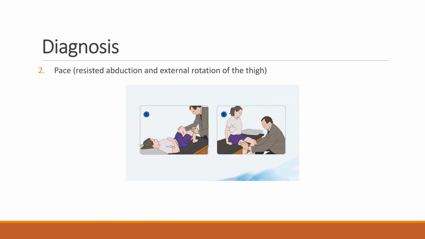The second test is the Pace test, which is mainly resisted abduction and external rotation of the thigh. The patient is in a seated position with his feet together and the therapist places the hands on the outside of the knees and asks the patient to push the knees outward against the resistance. If it produces or aggravates pain in the buttock, then it is considered positive for piriformis syndrome.